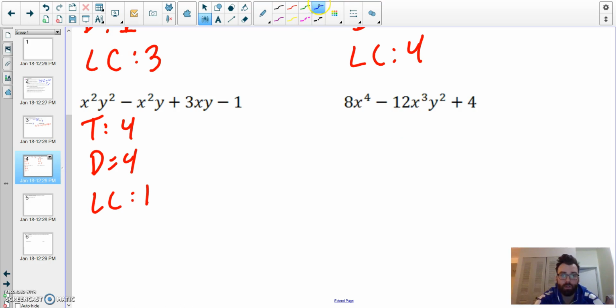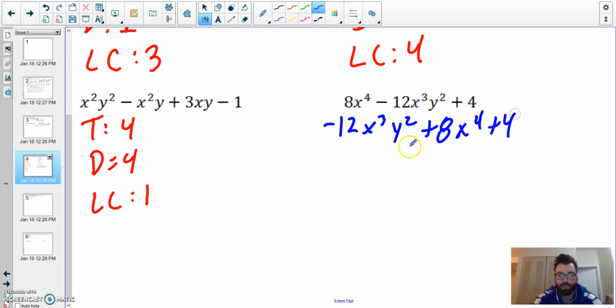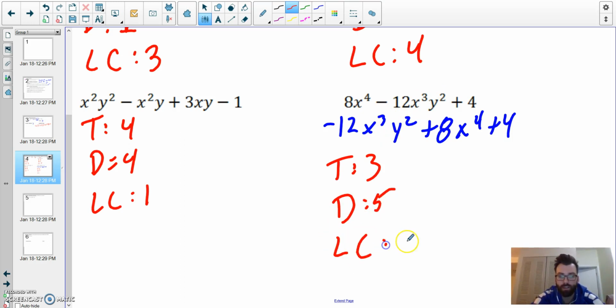Okay. For this next example here, our polynomial is not in standard form, so I'm going to go ahead and rewrite it in standard form just to make my life easier. Again, pay attention to the directions and what they have to say. Okay, so terms, there are 3. Degree, sum of these two, which is 5. And our leading coefficient is negative 12. All right.